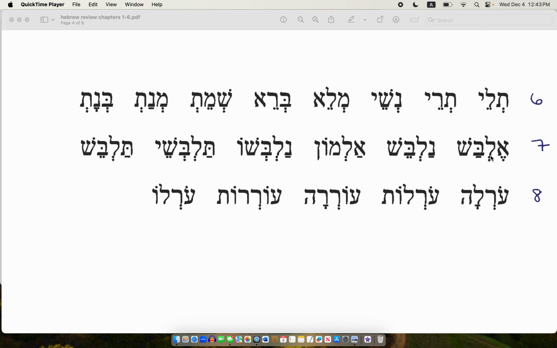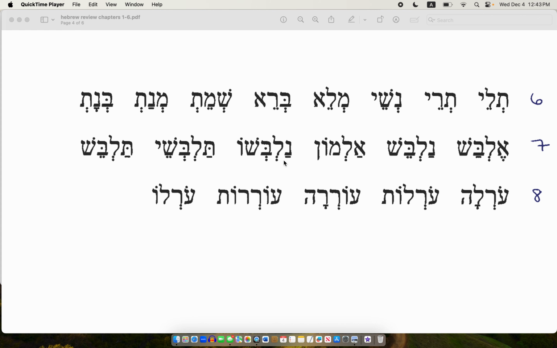Line 7. The first 3, you have one of these schwa vowel sounds underneath and no matching letter before that letter with the schwa vowel sound. Okay? In our case, they are all lamids with the schwa vowel sound. So we're just going to close to the consonant of the lamid. El bash, nal besh, almon.